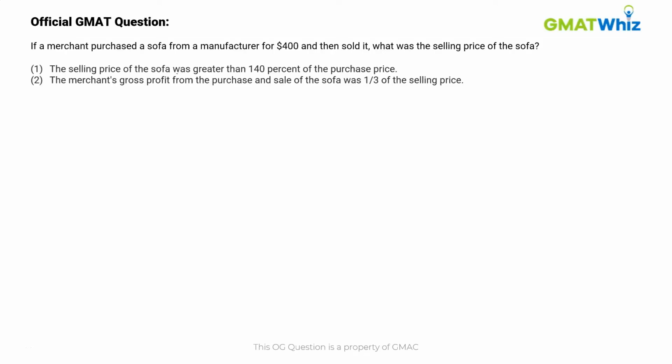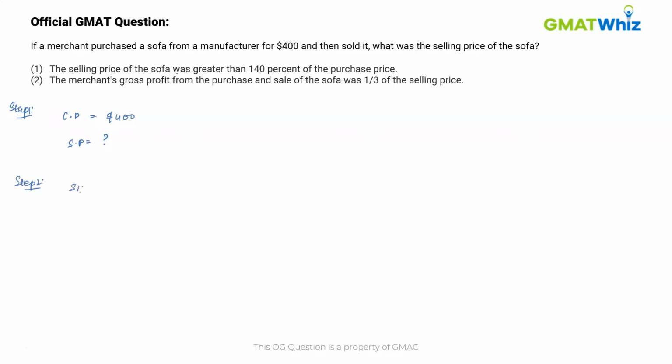In this question, we are given that a merchant purchases a sofa from a manufacturer for 400, and he's selling it. We have to find out the selling price of the sofa. So basically, the cost price for the merchant is $400. We have to find the selling price. Now, since not much information is given in the question, let's move on to step 2 and analyze the statements.